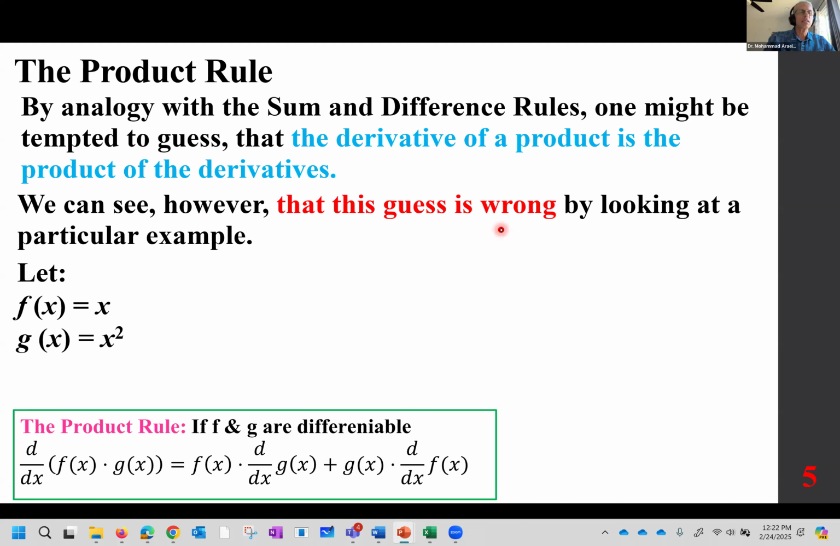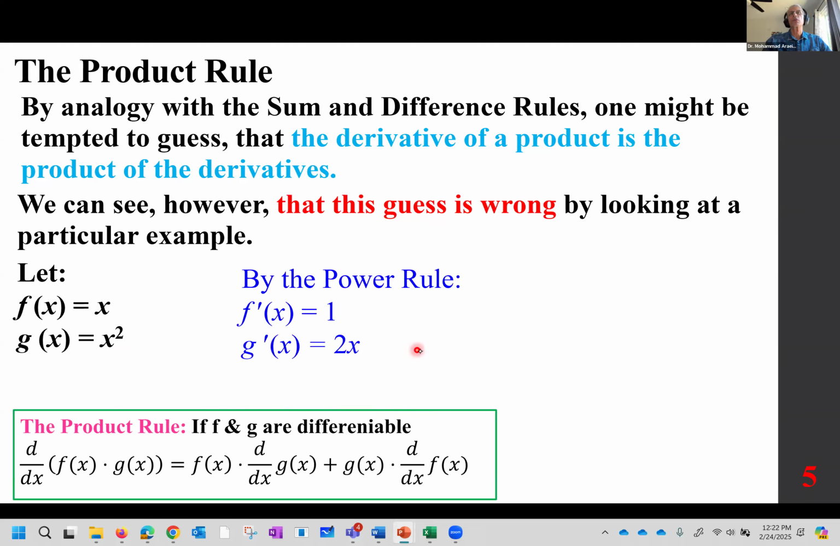So an easy case: if f of x is x and g of x is x squared, by the power rule, the derivative for this one is 1, and for this one is 2x. Very simple. If you multiply them, you get x cubed. And you know the derivative of x cubed by the power rule is 3x squared.